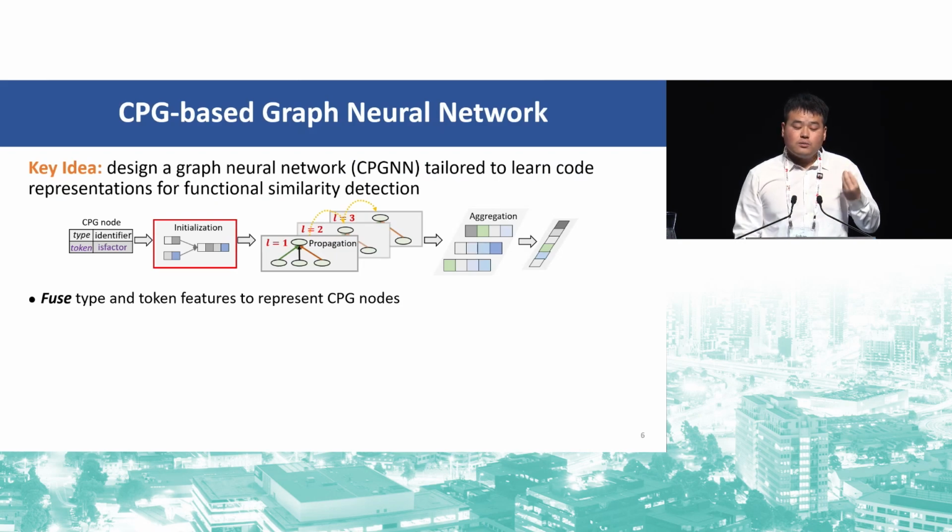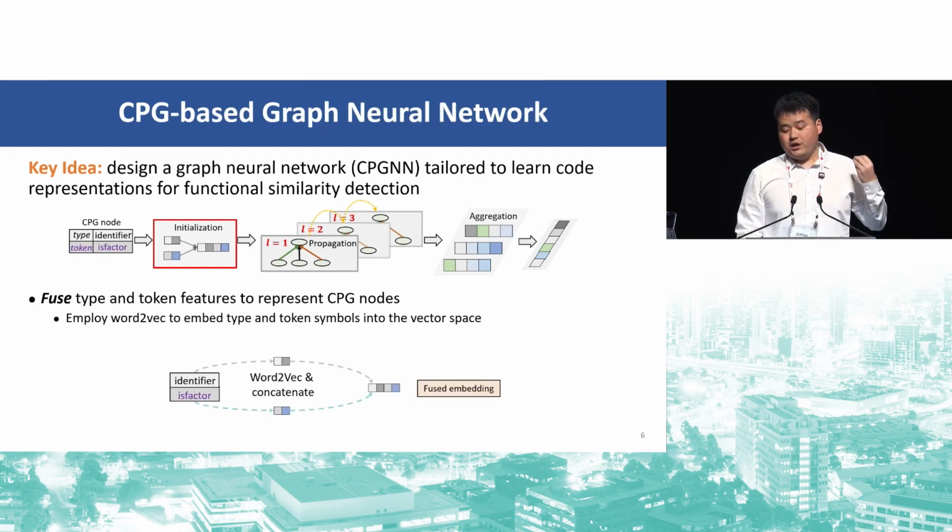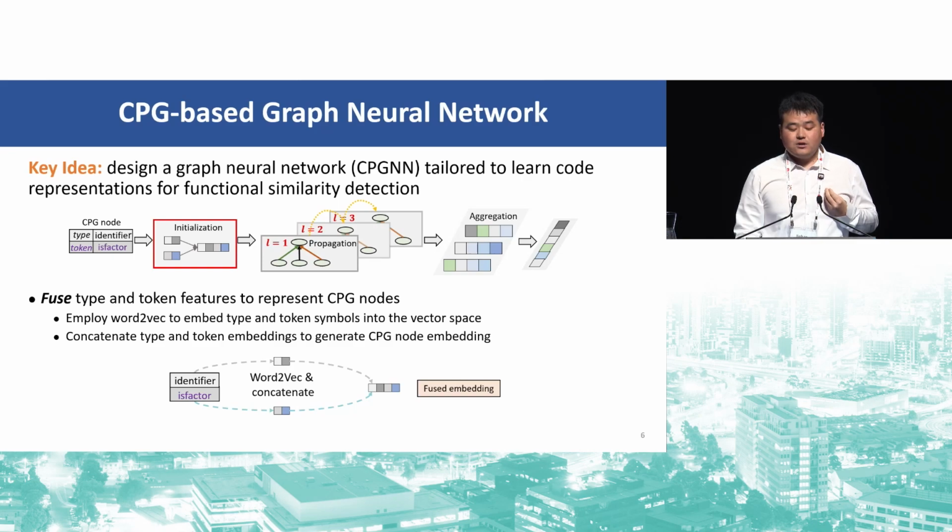Having obtained the code property graph, we need to extract useful information for similarity detection. Our key idea is to design a graph neural network tailored to learn code representations for functional similarity detection. Given a CPG node, we first fuse type and token features to represent CPG nodes. We know type and token symbols can carry syntactical and semantic information in the program. So we first employ word vectors to embed type and token symbols into the word vector space. And then we combine type and token embeddings to generate the code property graph node embedding.